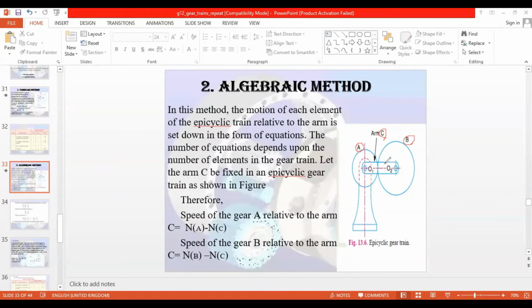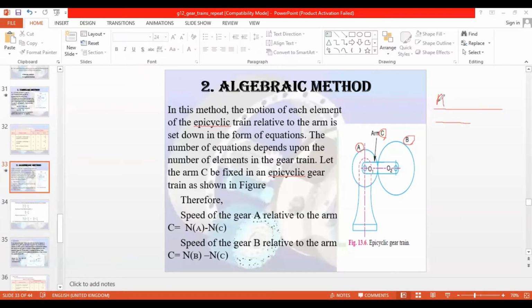Now we are going to do what we have done in the tabular method. We fix the arm C, so now only A and B are going to move. Therefore, the speed of gear A relative to arm C means we are going to stop C and only A is going to move. If you remember the relative velocity, right?